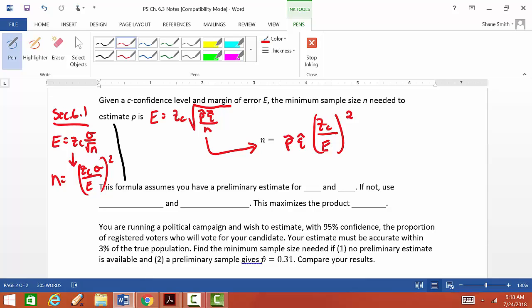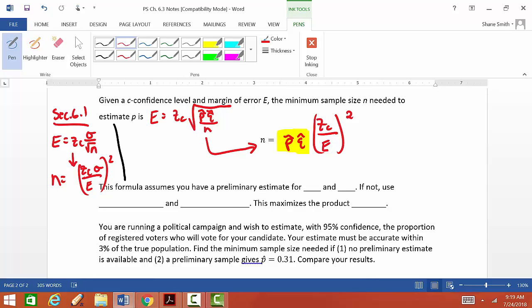Now this formula though has a problem. P hat and q hat are proportions of a sample. So how could you answer their question if a scientist comes to you and asks, how much do I need in my sample to estimate this proportion, but you have no idea what that proportion is because you don't have the sample yet, and so to use this formula you need the sample, but the purpose of using this formula is to figure out how many you need in the sample. You're kind of in circular reasoning here.